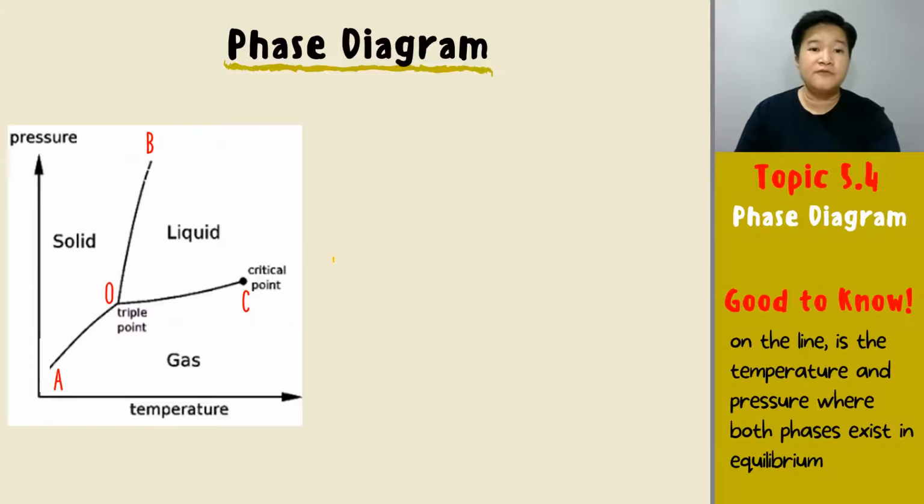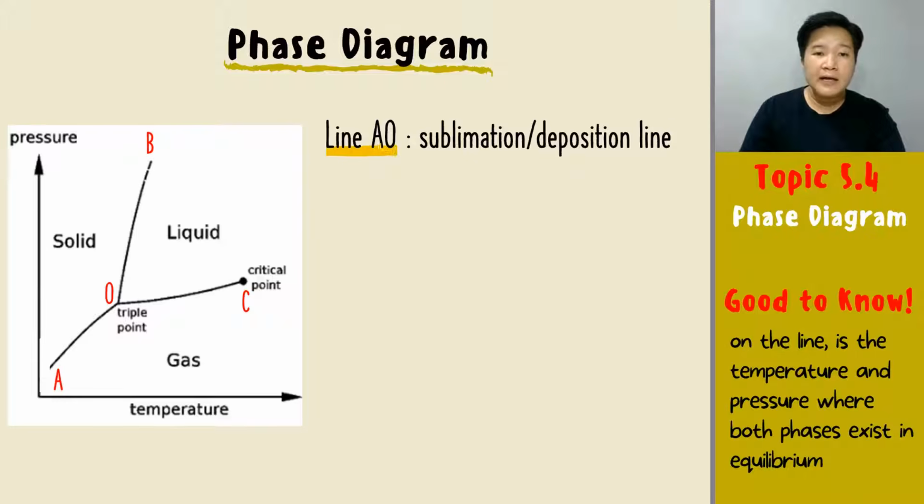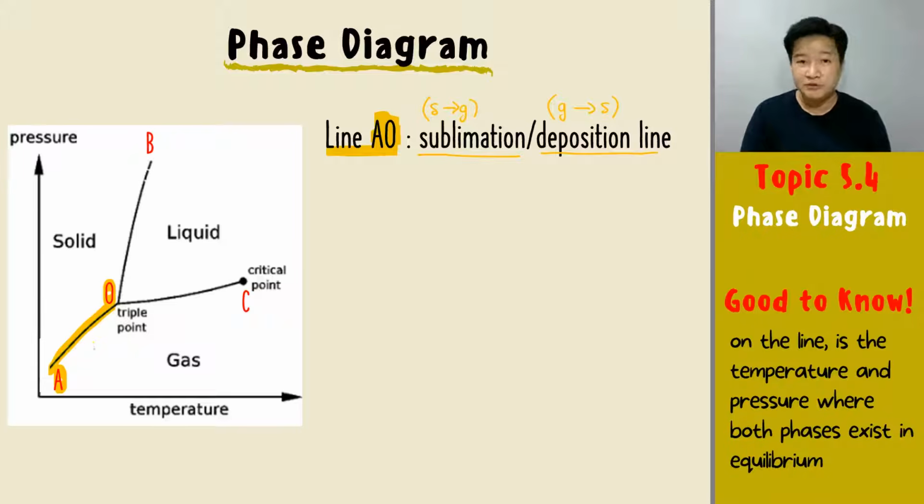For example, the first one, line AO. What is meant by line AO? That is my A, that is my O. So this is the line AO. The line AO is your sublimation and deposition line. What is meant by sublimation and deposition? We know that sublimation means your solid becomes gas straight away. Deposition means your gas becomes solid straight away. So you can see why we name the line AO your sublimation or deposition line.